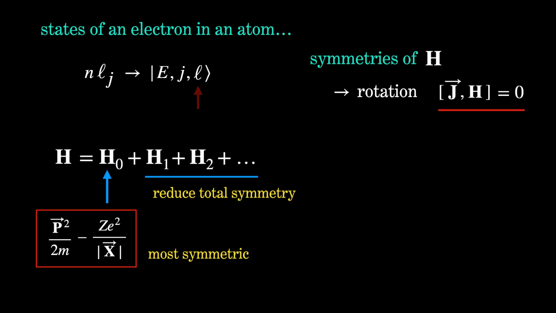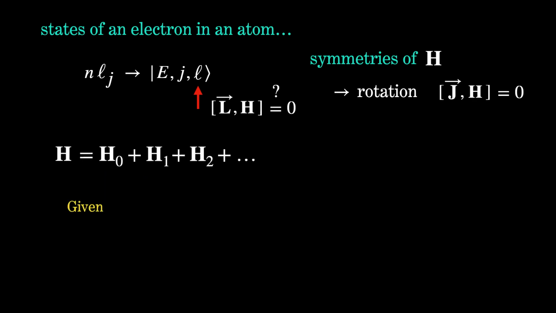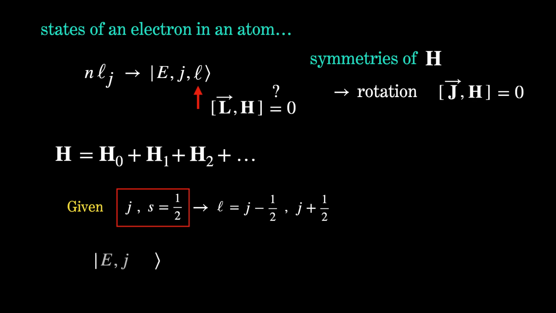But what about the orbital angular momentum? How can we be sure that this will still commute with h after adding all these additional effects, and so retain L as a good quantum number? For a given value of J, and the fact that the electron is spin half, here are the possible values of L by the usual rules of angular momentum addition. Thus, the simultaneous eigenstate of energy and J must live in the subspace on the basis of these two states.